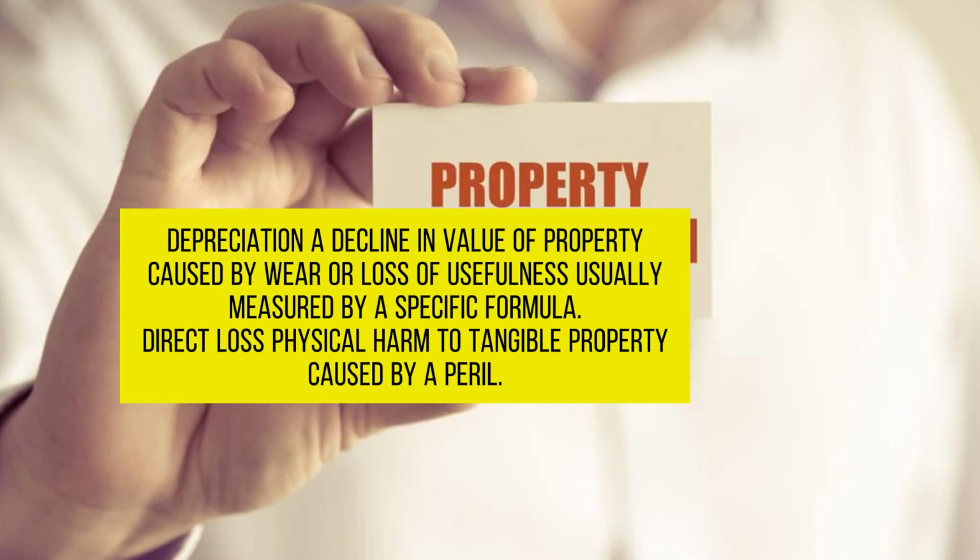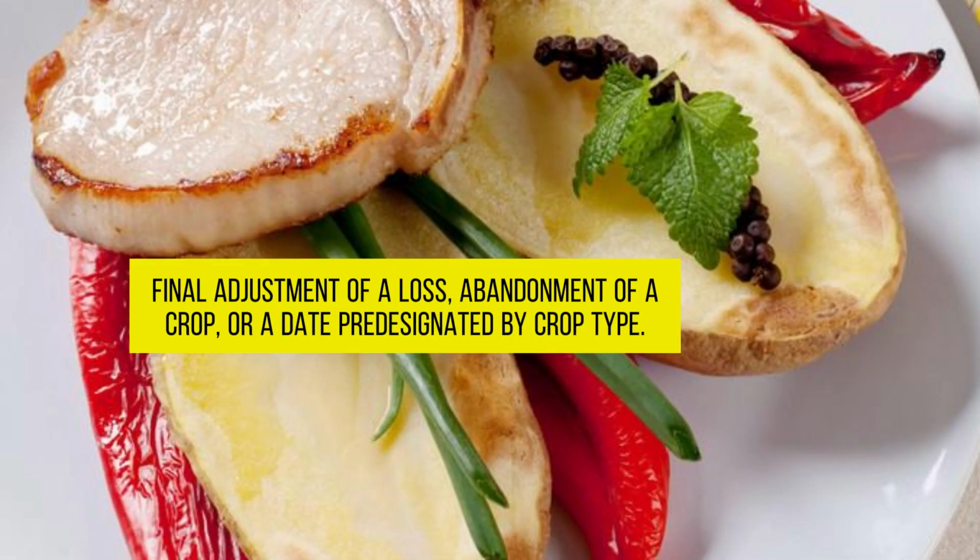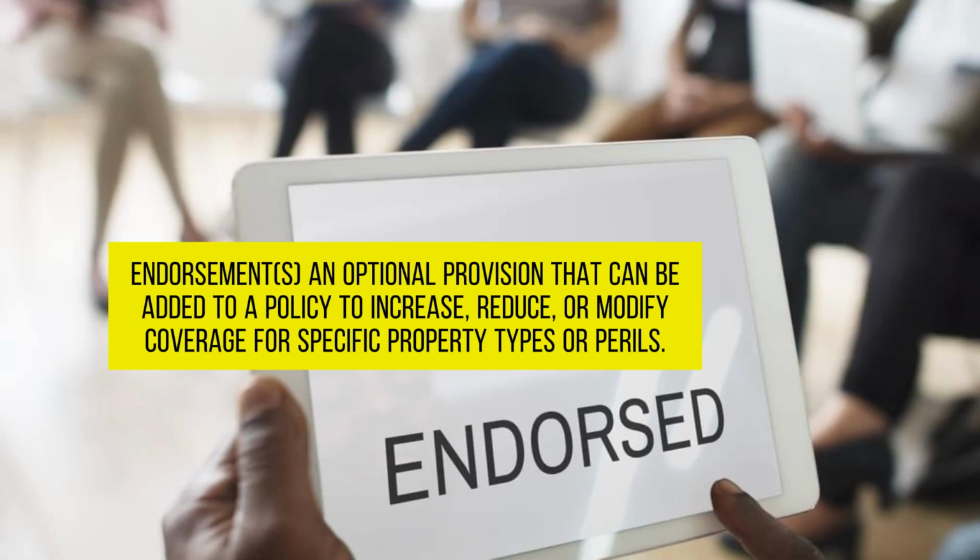Depreciation, a decline in value of property caused by wear or loss of usefulness, usually measured by a specific formula. Direct loss, physical harm to tangible property caused by a peril. Discoverable, capable of being demanded and handed over as evidence in a court of law. During litigation proceedings, the adjuster's claims file is discoverable. Final adjustment of a loss, abandonment of a crop, or a date predesignated by crop type. Endorsement, an optional provision that can be added to a policy to increase, reduce, or modify coverage for specific property types or perils.